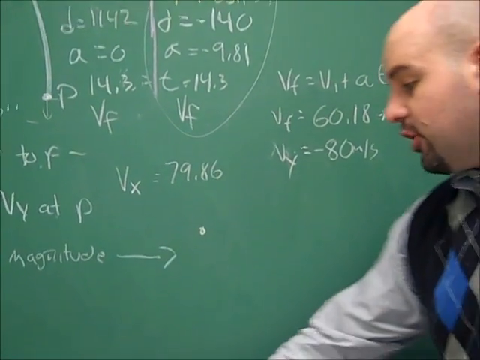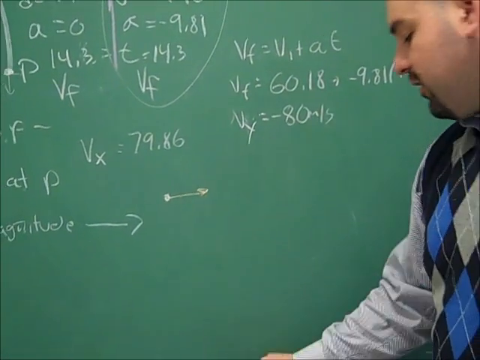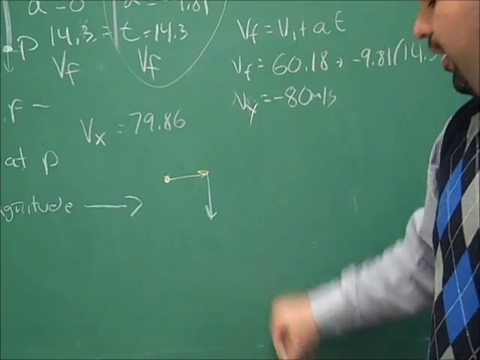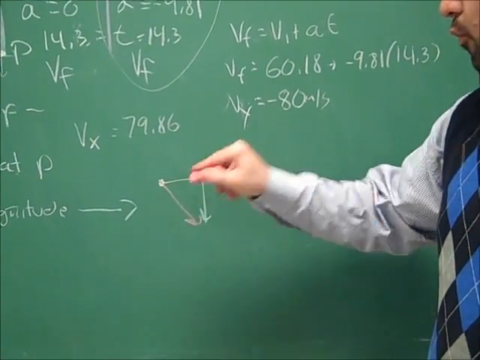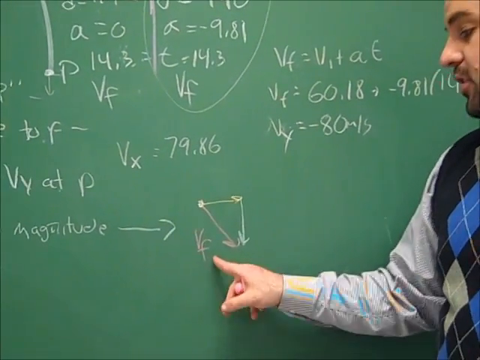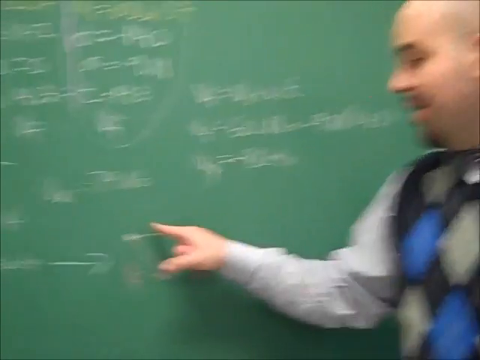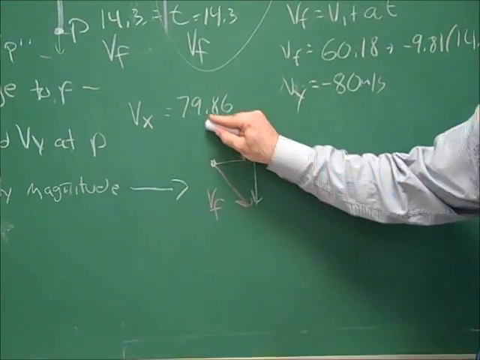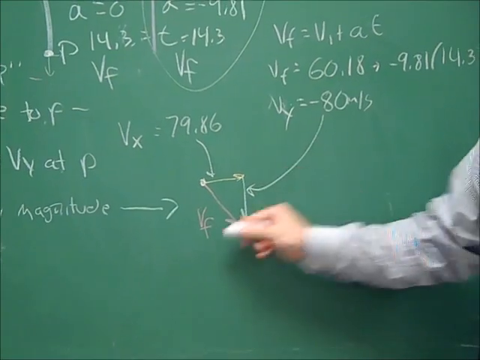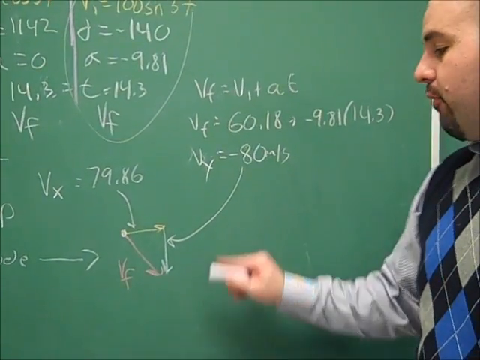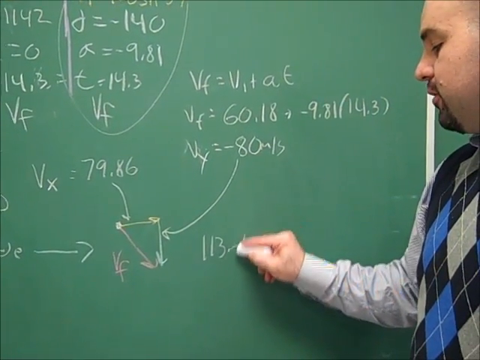Here's point P. I'm going to draw my two vectors in. Here is Vx. Here is Vy. And this is the overall hypotenuse. Here's my triangle. This is the final velocity we're going to try to find. This is the x. This is the y. We're going to use the Pythagorean theorem, and it comes up with around 113 meters per second.